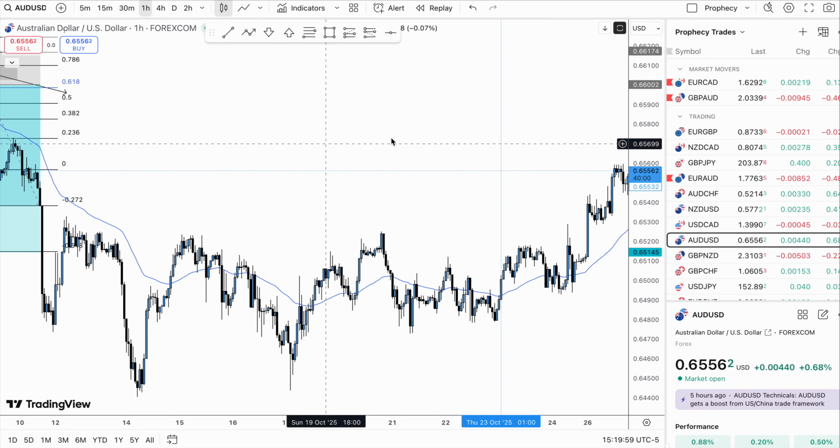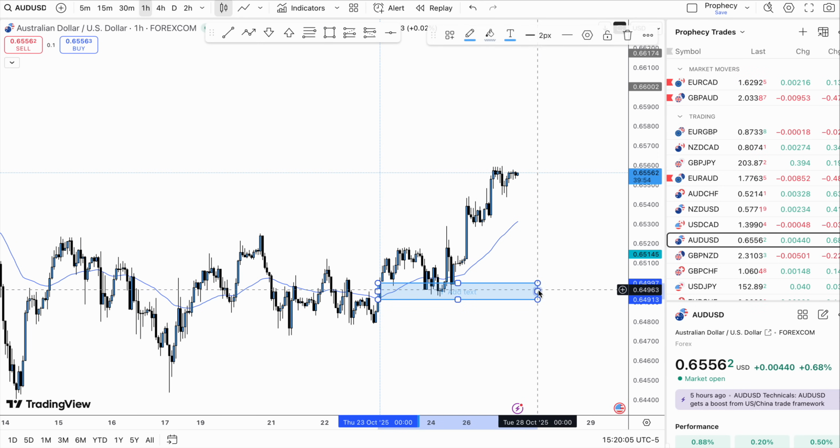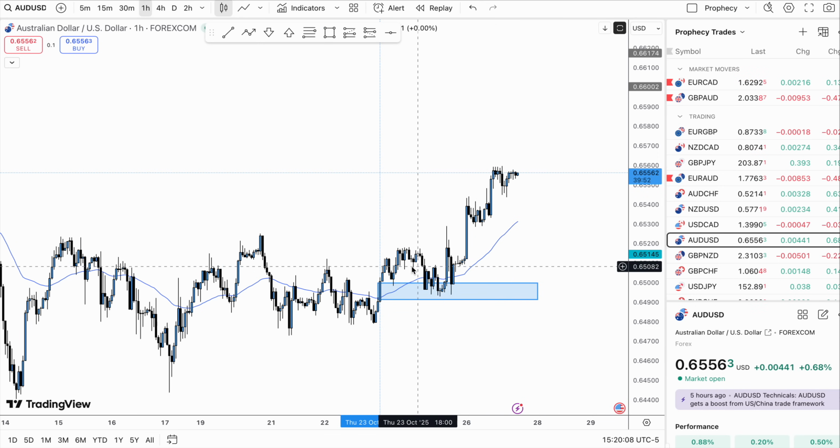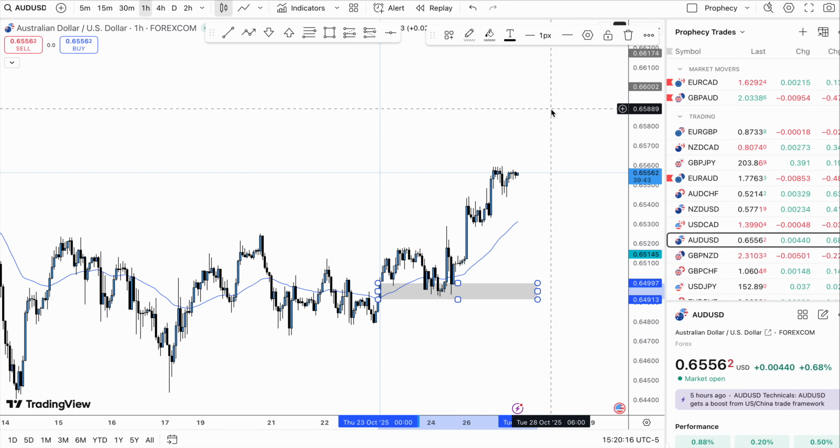Then just diving over to the future, we can see it again here. You see how price comes down and respects this fair value gap beautifully. And then price continues to rally to the upside. So that's a fair value gap.